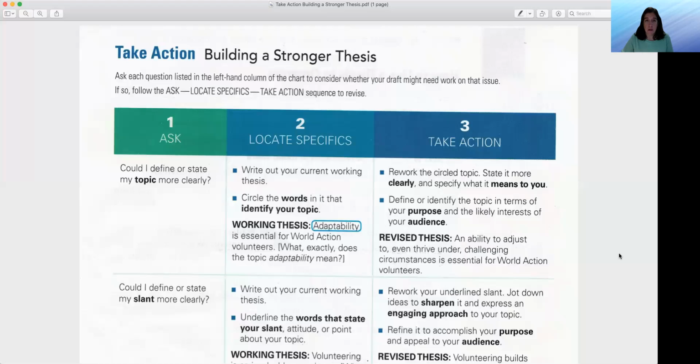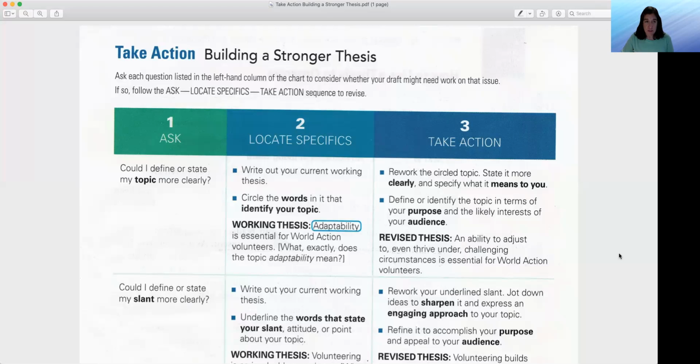This is a mini lecture on strengthening your thesis statement. So let me share with you, from a composition textbook that I have used before, this take action chart that I really like. I want to go through it with you. This is, of course, on building a stronger thesis.